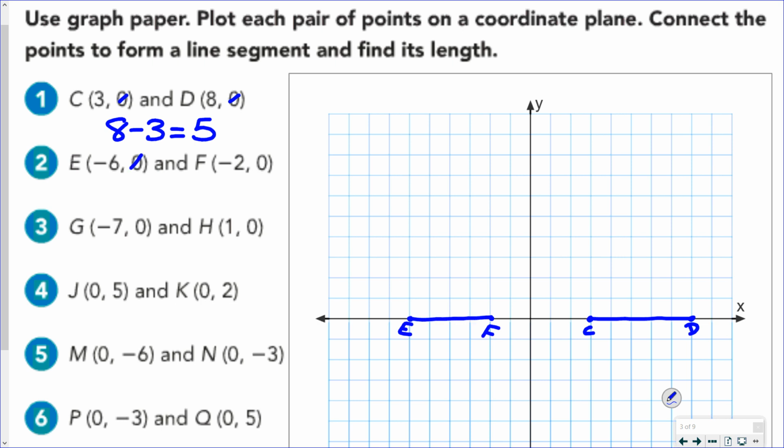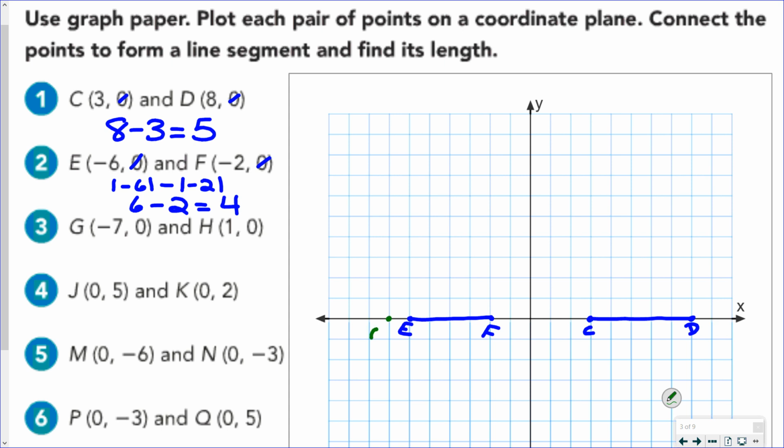The y coordinates are the same, so I ignore those. Now in this case, my x coordinates have the same sign, but they're both negative. So I do need to do the absolute value first. Absolute value of -6 is 6. Absolute value of -2 is 2. So 6 minus 2 is 4. For number 3, I put G at -7.